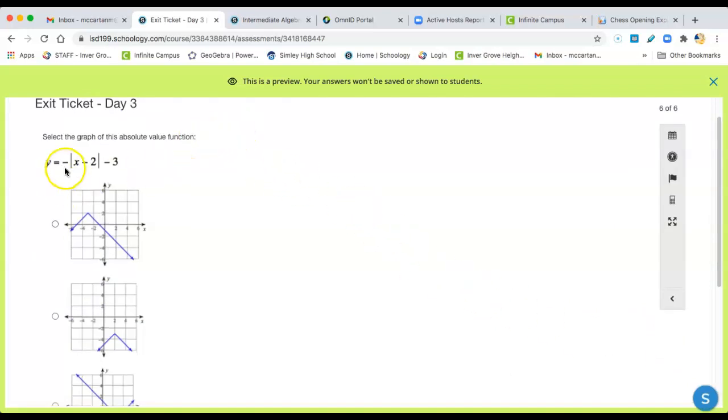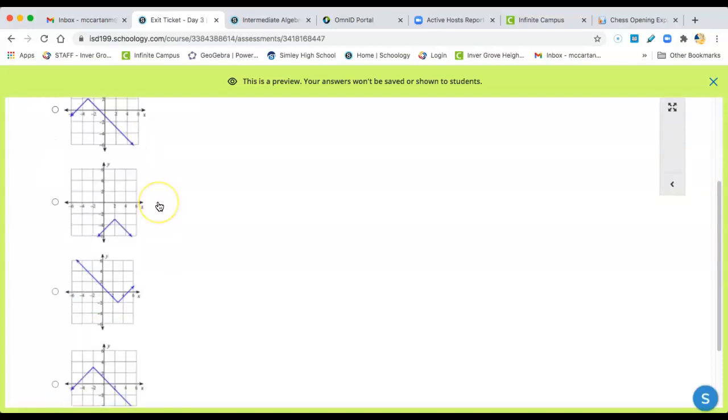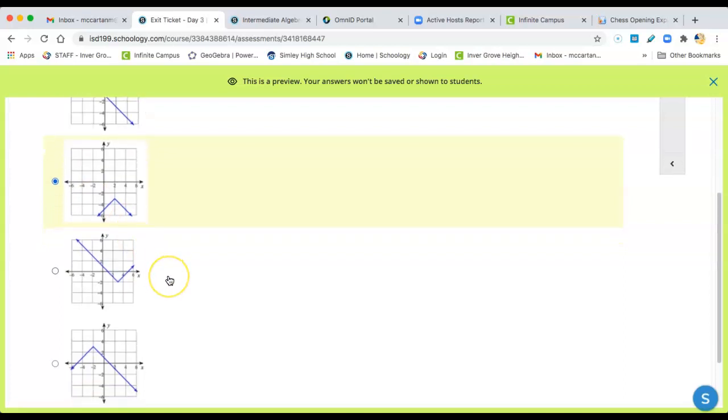All right, last one, again the negative, it's upside down. Minus 2 means to the right 2, moves to the right 2. Negative 3 means it moves down 3, down 3. To the right 2, down 3, upside down, that's it.